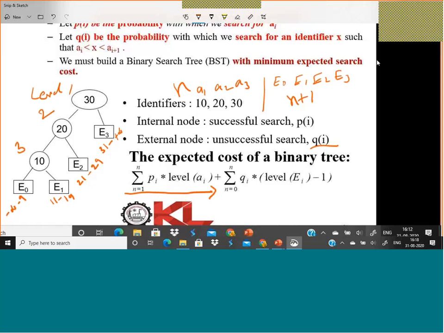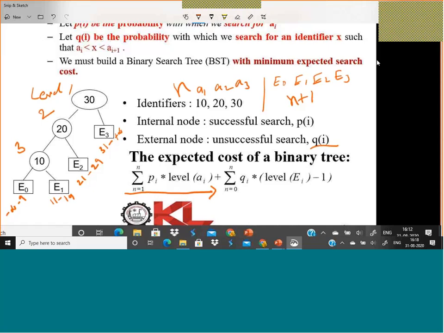So it is based on how many comparisons are required. If it is a key element, the number of comparisons is based on the level of that key element. So that is the first one.